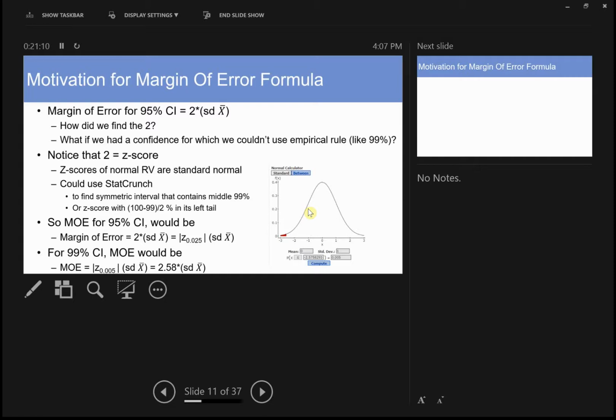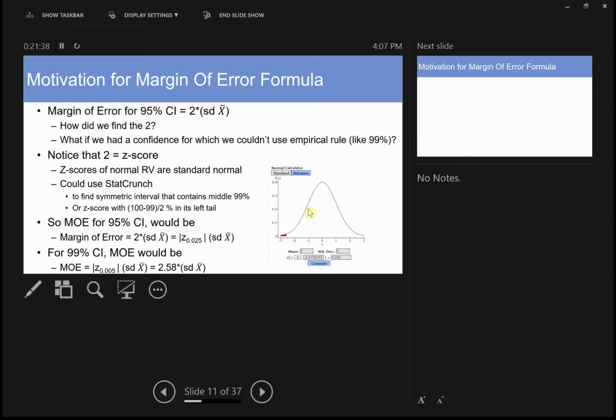Which one's bigger? The 99 or the 95% confidence interval? Which one's wider? 99. Does it make sense? You're right. So the 99% confidence interval is wider. Does it make sense that it should be wider? What is the difference between these two intervals? To say that it's a 99% confidence interval means what? What does that statement mean?